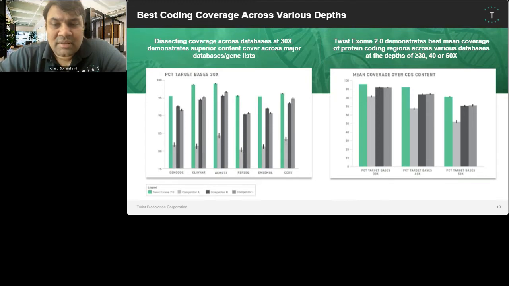And then it's not just at 30x, right? Even if you compare this data across various depths in the sequencing, you can see that at 30x, 40x, and 50x, in all the depths, we actually outcompete all the vendors out there. So this is a very powerful and important slide to show how well we balanced our target regions and how well we cover them across the databases, irrespective of the content that is there in those databases.